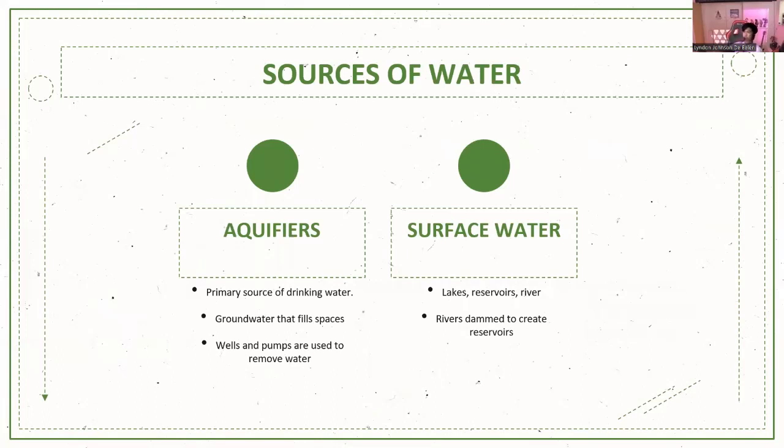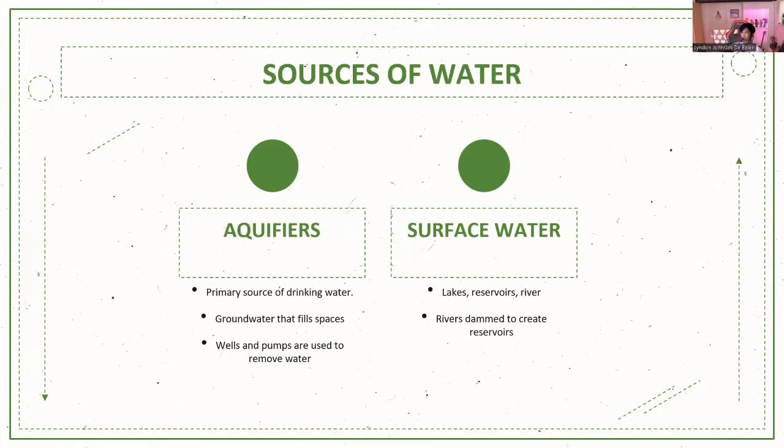Sources of water. There are two types of sources of water. First is aquifers, which is the primary source of drinking water, groundwater that fills spaces, wells, and pumps are used to remove water. An aquifer is a body of rock or sediment that holds groundwater. Groundwater is the word used to describe precipitation that has infiltrated the soil beyond the surface and is collected in empty spaces underground.